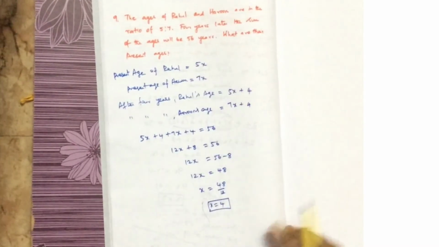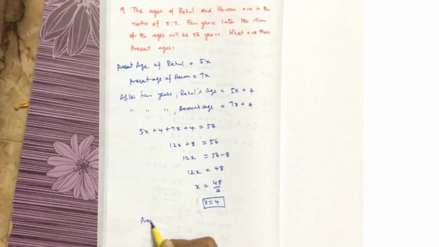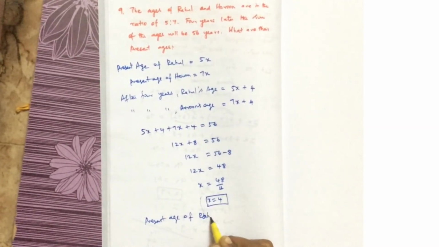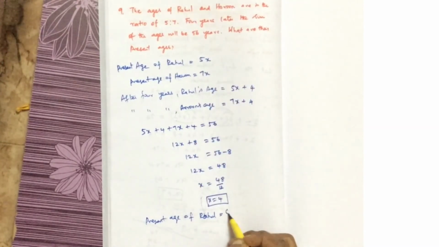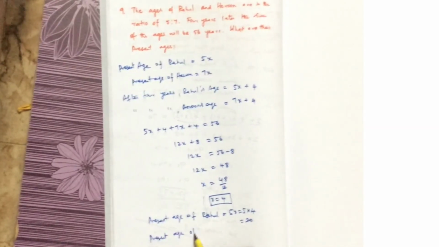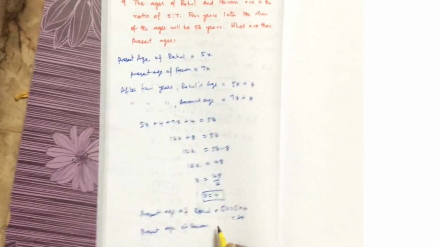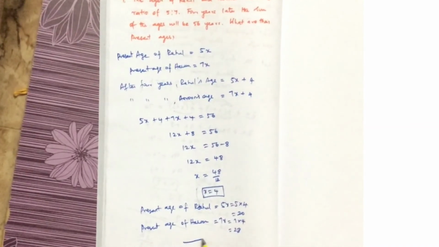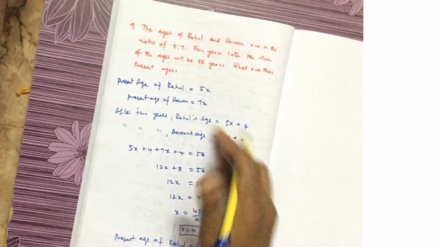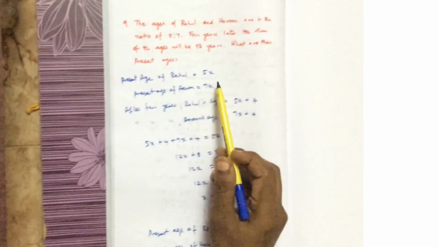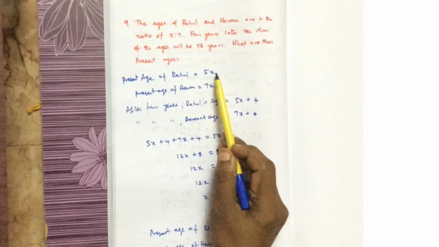What are their present ages? Present age of Rahul is 5x. 5x equal to 5 into 4, that is 20. Present age of Harun, 7x, 7 into 4, that is 28. Here the only thing you should know is how to convert the ratio into the original numbers. Multiply it by x so that you will get 5x and 7x, and these are the original numbers.